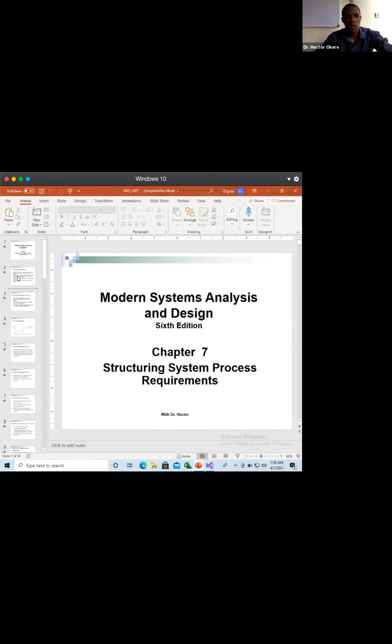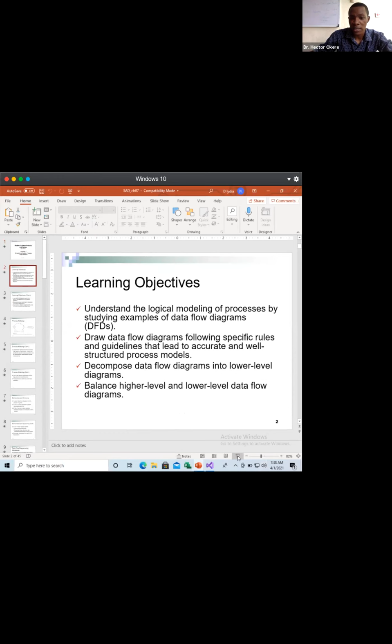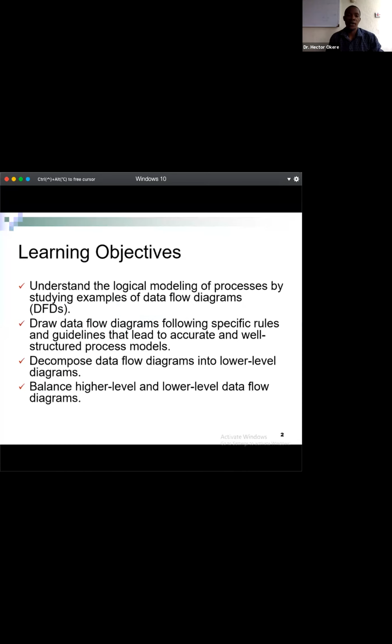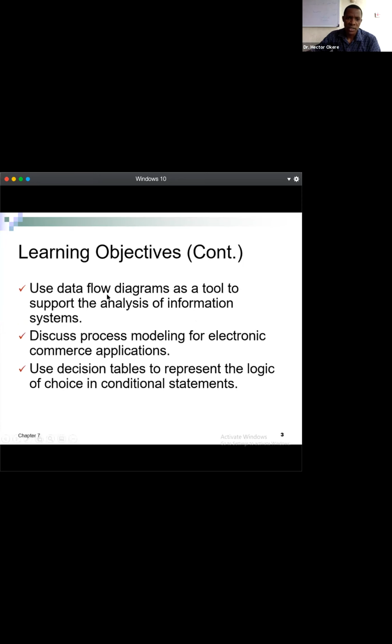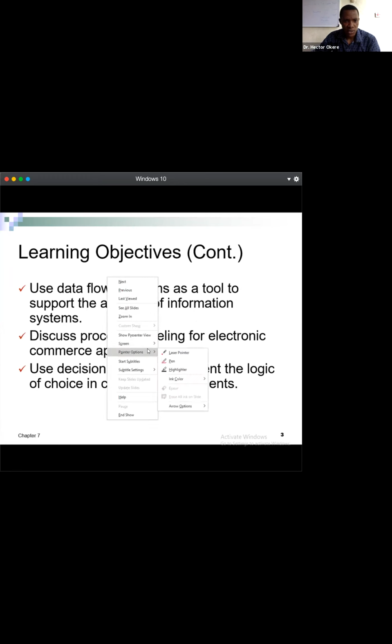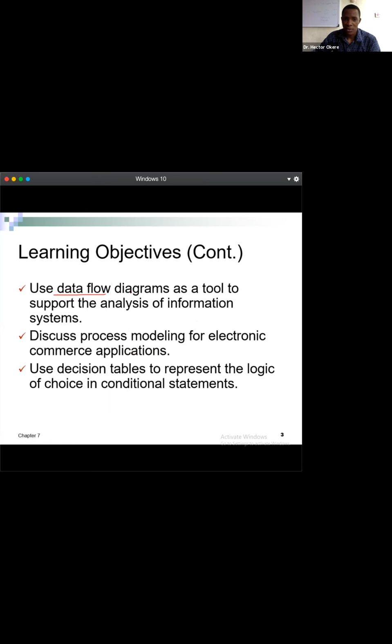So today what we want to learn is the data flow diagrams, how to plot data flow diagrams, how to define where data comes from and where data goes to and where data is being processed. Basically today, I hope at the end of the class, you have an idea how to draw data flow diagrams, okay, as tools to support analysis of information system.